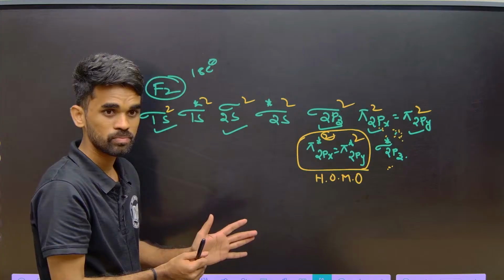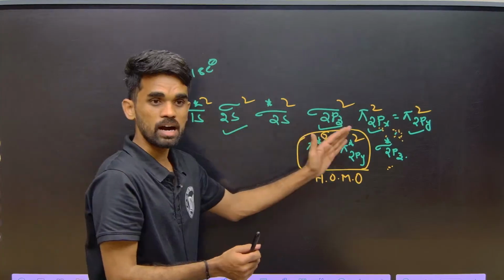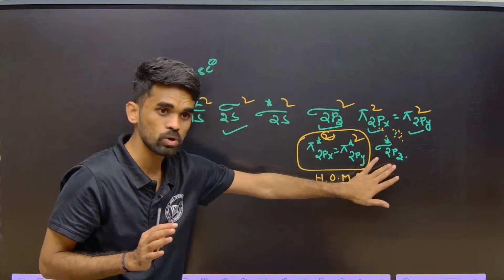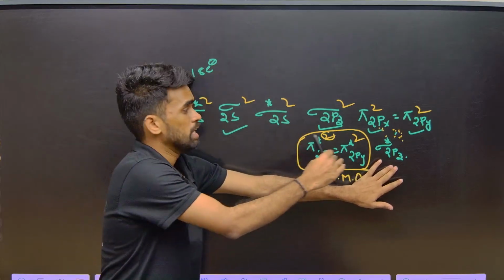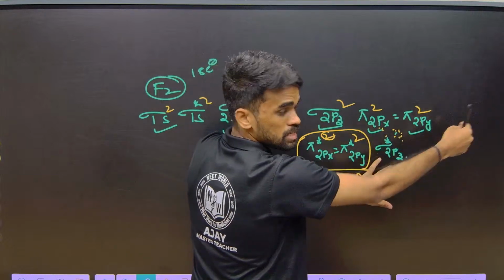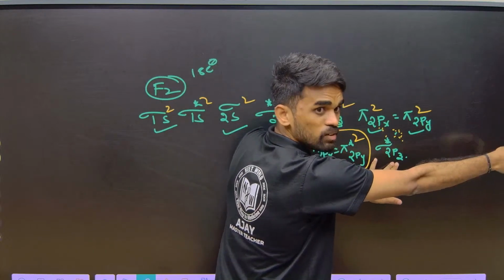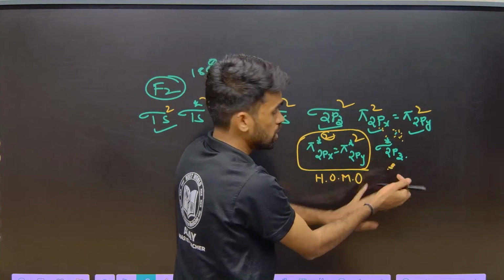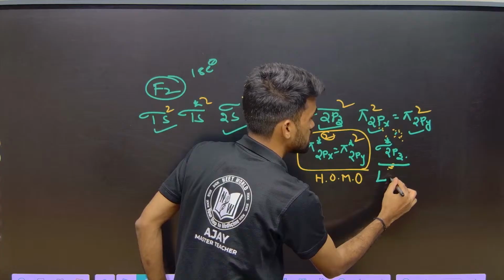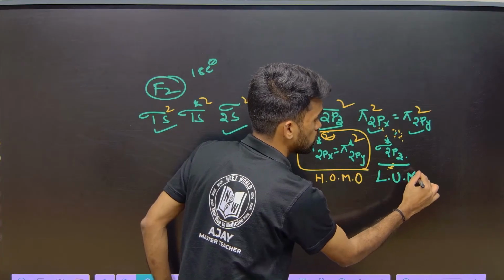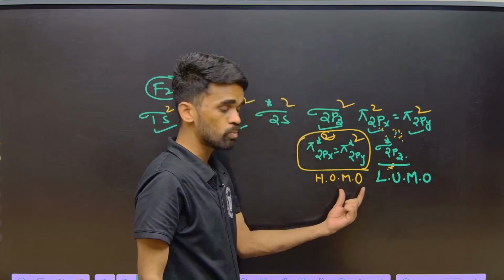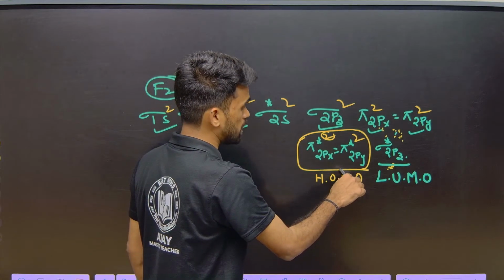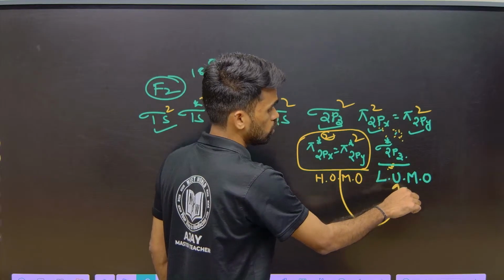Lowest unoccupied. See, this is the energy order. Where do we have an unoccupied orbital first? This is the only one. All these are occupied. If we have any other orbitals, they will be on this side and also unoccupied. But the lowest one is this one only. So you should say this is the lowest unoccupied molecular orbital. This is HOMO, this will be LUMO. Now electronic transition takes place from this HOMO to LUMO.